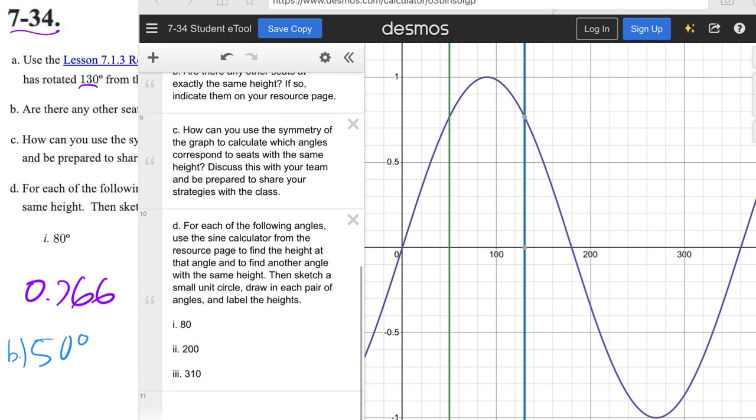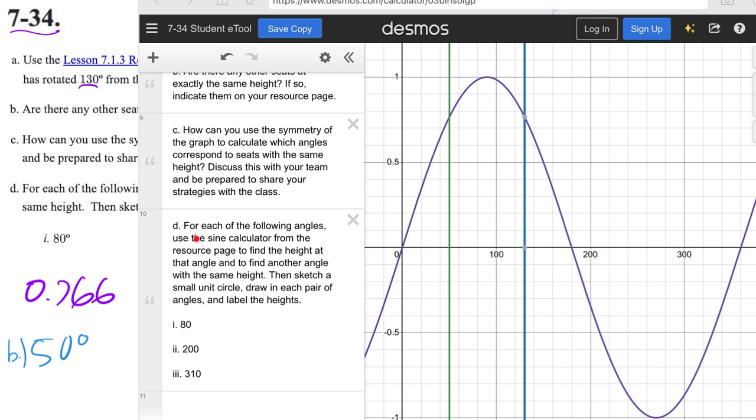It says, how can you use the symmetry of the graph to calculate which angles correspond to seats with the same height? So that's kind of what I talked about in the last one, going, hey, this one was 40 degrees off of my 90 and 40 degrees off of my 90. So there's that kind of symmetry thing. Same idea here. If I get down to 270 here, well, that's kind of like what the 90 is up here. So if I go 40 degrees off of 270 here and 40 degrees off of 270 here, you can get that same value, but of course in that kind of negative region there. So just something to think about here.